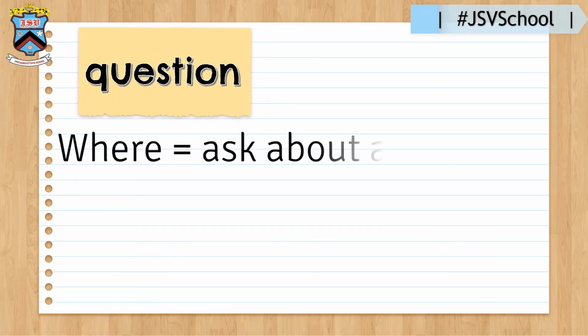the question word where. The question word where asks about a place. Now, what is a place? A place can be a city, a building, or a country. Okay? Ask about a place. It can be a city, a building, or a country.